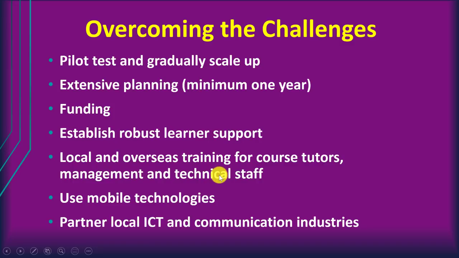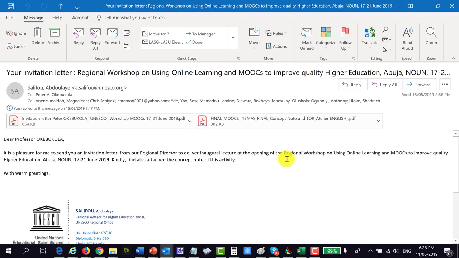By Monday, the 17th of June, 2019, UNESCO is running, let me even see if I can pick that up now. Yeah, so this is the invitation, a regional workshop by UNESCO, the regional office here, on using online learning and MOOCs to improve quality higher education, in Abuja. That's the 17th to 21st of June.